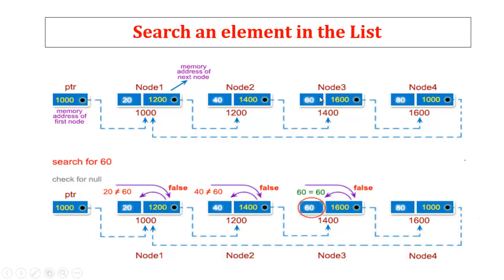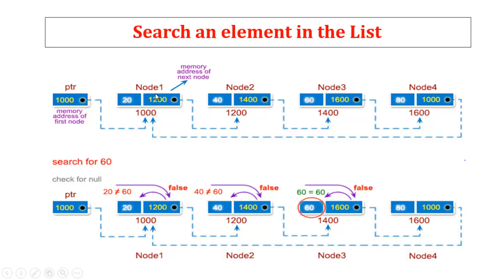Alright, so consider we have 4 nodes present in the linked list. This is node 1, node 2, node 3 and then node 4. Each node has 2 fields, one is the data field and the other is the address field, and the data fields hold 20, 40, 60, 80 respectively in each node of the circular singly linked list. Each node has an address: node 1 is 1000, node 2 is 1200, node 3 is 1400 and node 4 is 1600.